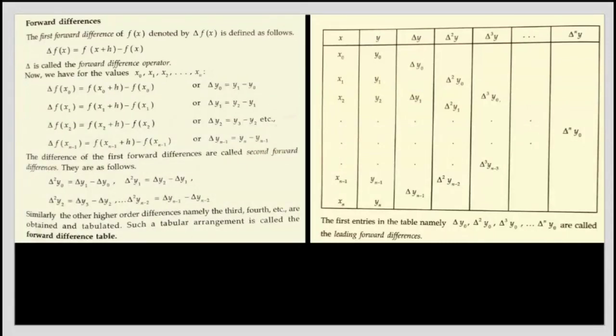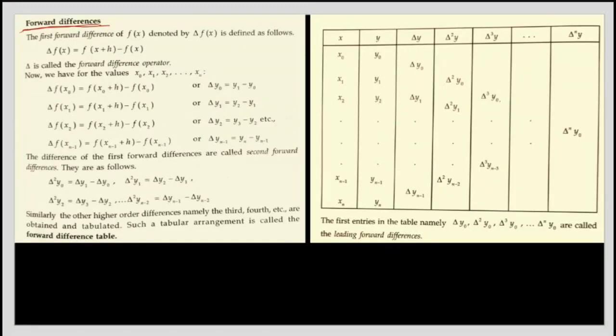So before going for numerical methods, we need some tools to evaluate the problems. The tools are nothing but finite differences, so you should know what finite differences are. The first type is forward difference. Forward difference means we have to take the highest number and subtract the lowest number.